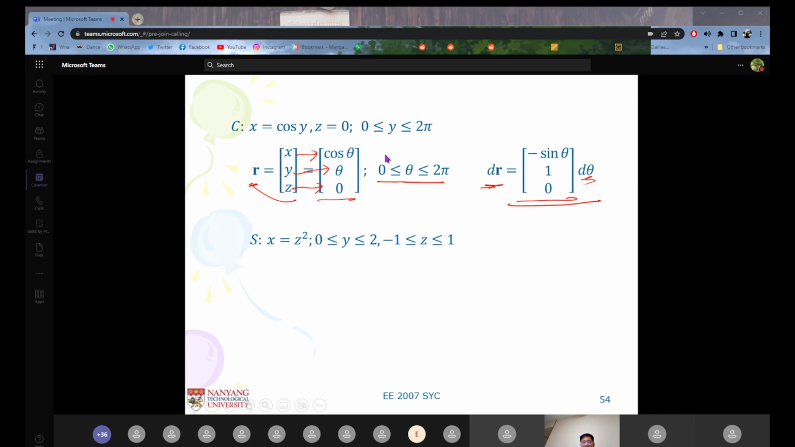Okay. So with that, I'm sure you know what to do, right? How to do the integration. And you also need to change your f, because you're only concerned about the f that you need to overcome as you travel along that contour. So all the x in the f will be replaced by this, all the y in the f will be replaced by theta, and all the z in the f will be replaced by 0. So the f also depends only on one parameter theta.